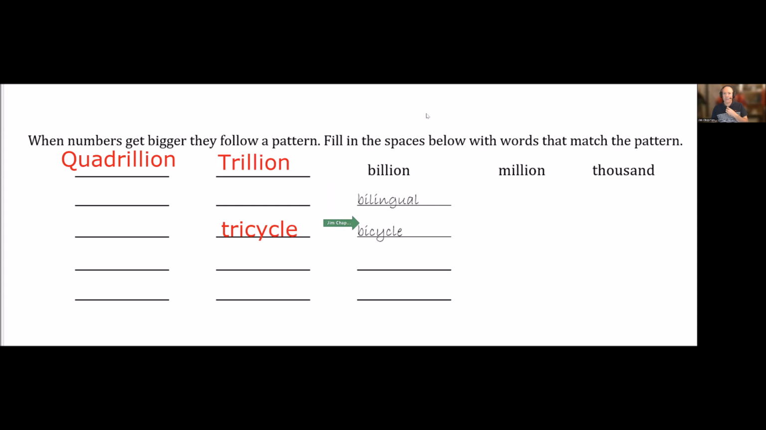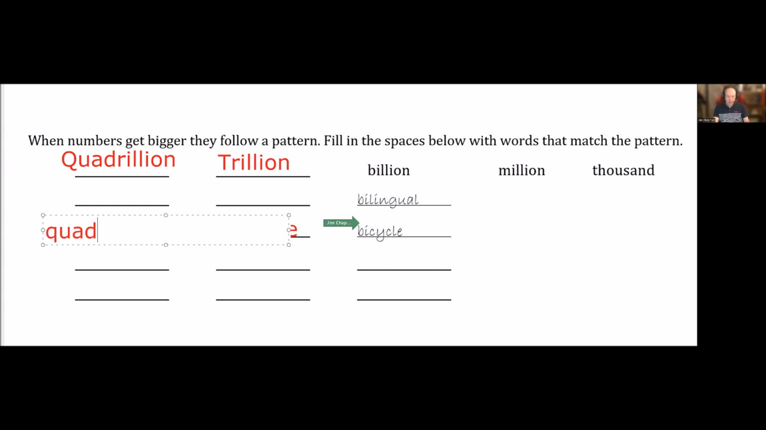Okay, so let's go back here to our chart, right? So we've got bicycle has 2 wheels, tricycle has 3 wheels. So your next question, what is something that has 4 wheels? Well, let's go ahead and add that. Of course, tricycle, trillion, quadrillion, what's that going to be? Let me help you. Of course, quadricycle.